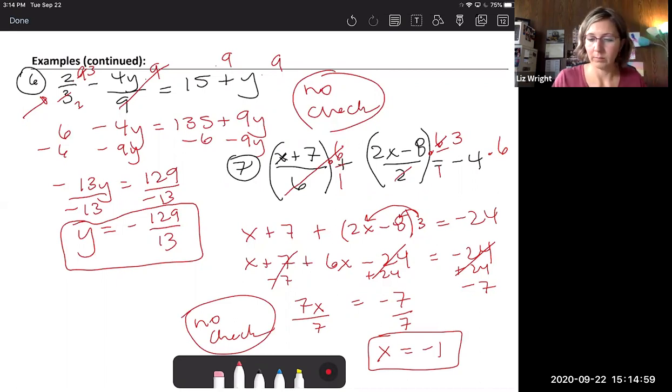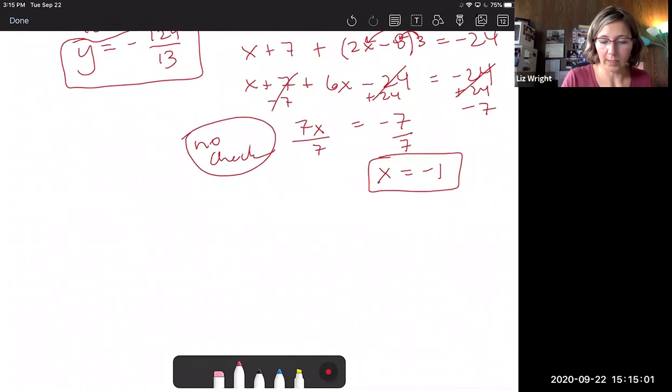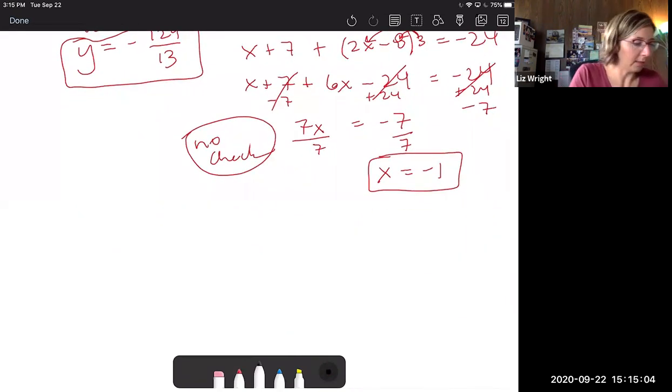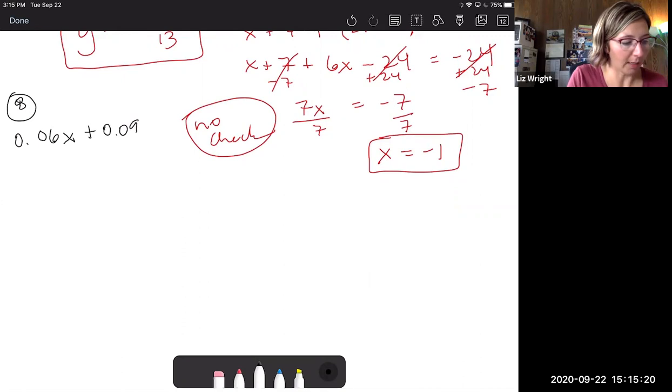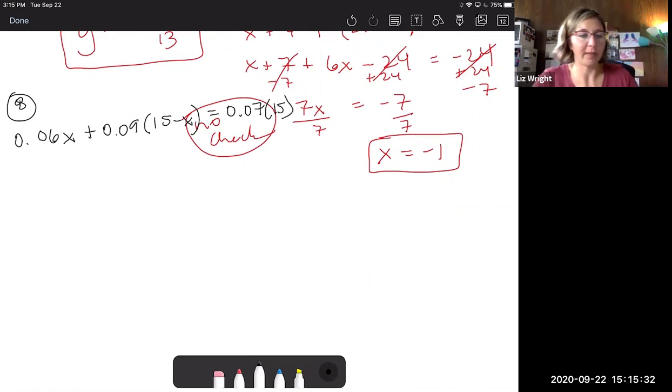All right. I want to talk about one because Ed Ready will ask you about this. And I just want to give you a heads up on this one. So what is this, number 8? Number 8. So if you get one that looks like this, 0.06x plus 0.09 times 15 minus x equals 0.07 times 15. Sorry, I didn't space that very well.